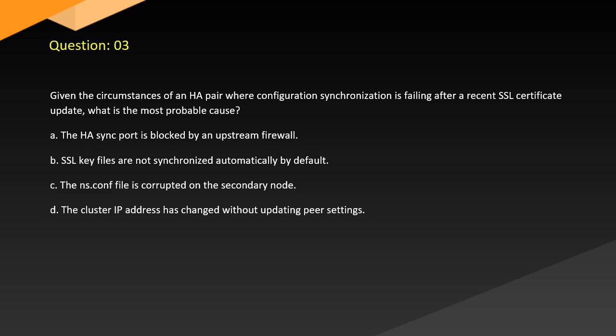A. The HA sync port is blocked by an upstream firewall. B. SSL key files are not synchronized automatically by default. C. The ns.conf file is corrupted on the secondary node. D. The cluster IP address has changed without updating peer settings.